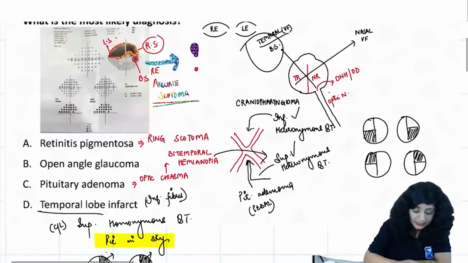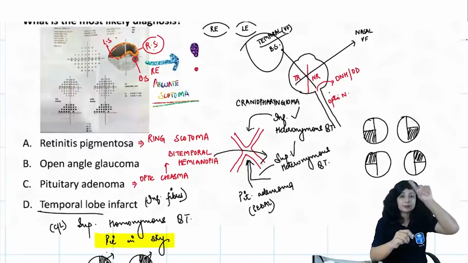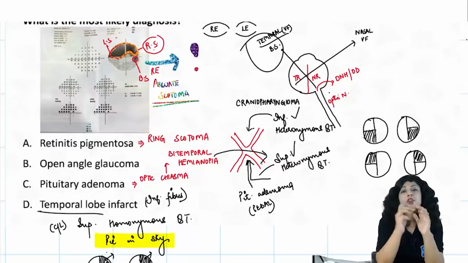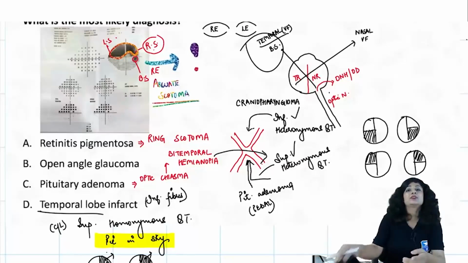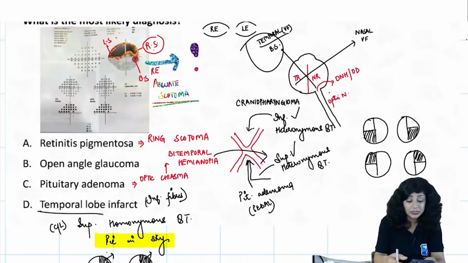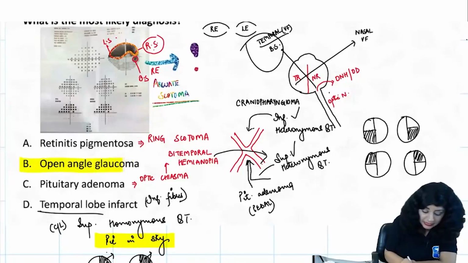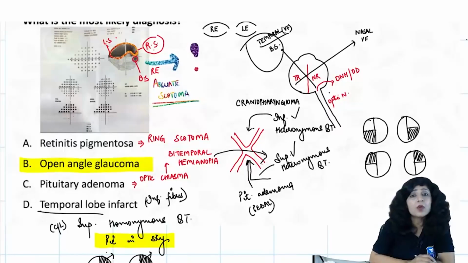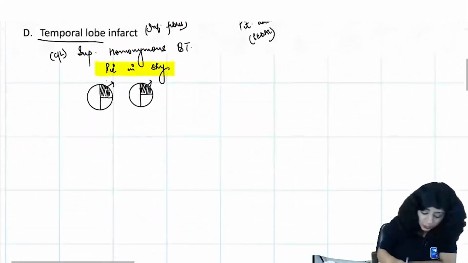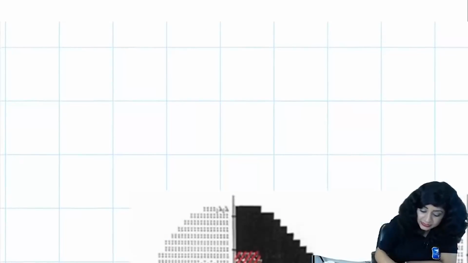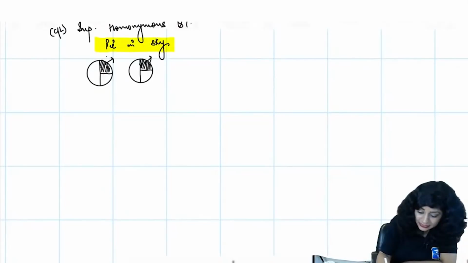Now, if you look here, this is an arcuate scotoma. It is not the pie in the sky appearance or pie in the floor appearance. It's not a ring scotoma. It is actually, yes, an arcuate scotoma. So what will be your answer? Open angle glaucoma. Now, why are we getting the arcuate shaped scotoma? If you look at the fibers of the retina, that is again important.